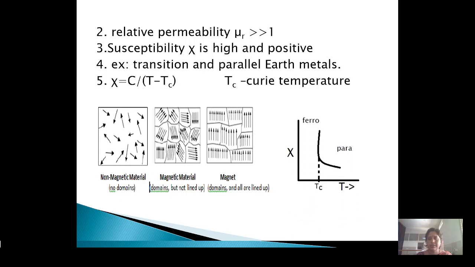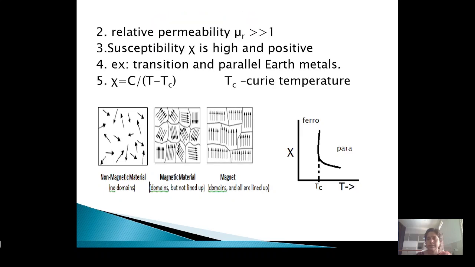Graph between susceptibility and temperature. Here, see here, at a particular temperature, the ferromagnetic material becomes a paramagnetic material. Where the ferromagnetic material changes to a paramagnetic material, that temperature is called the Curie temperature.